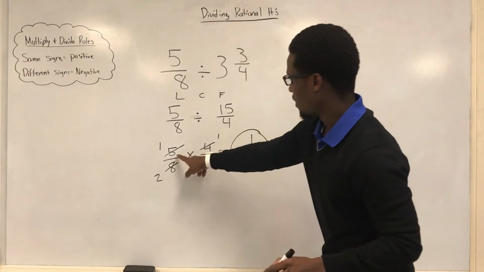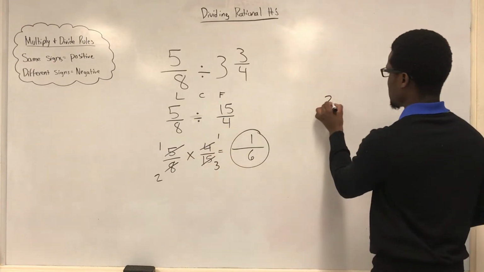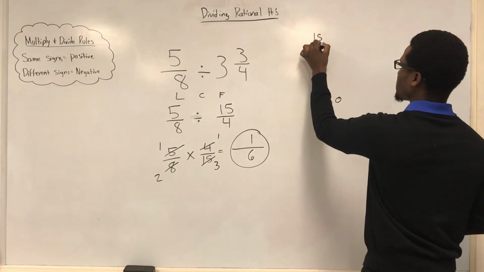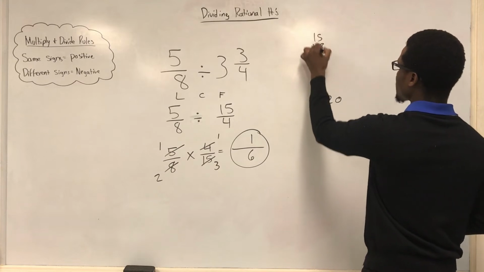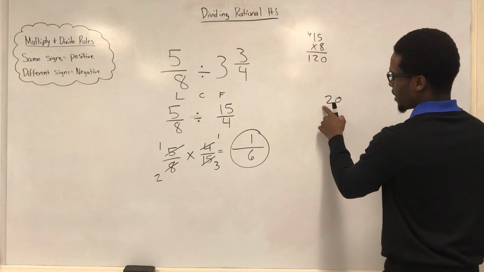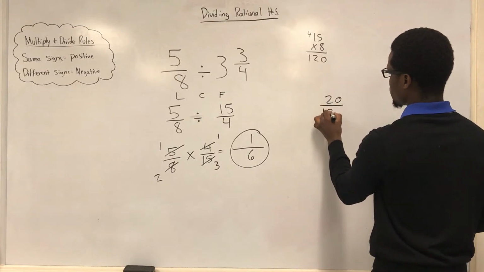Now, I could have done 10 times 4, which is going to be 20. And 15 times 8. And I'll go ahead and multiply it out for you. This is going to be 4, and of course it's going to be 120. Okay, so now I have 20 over 120.